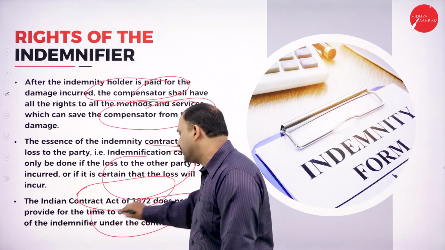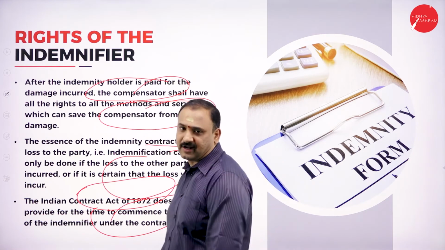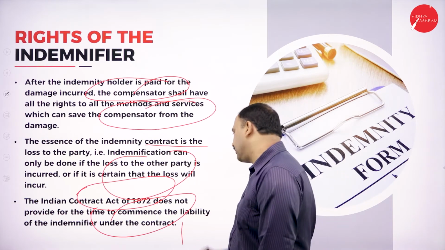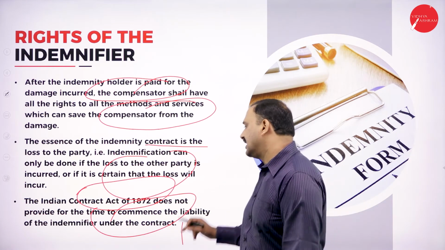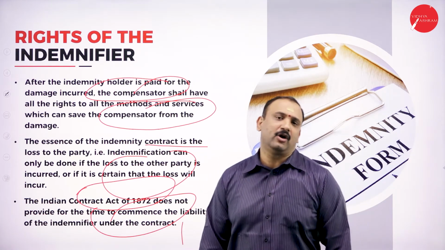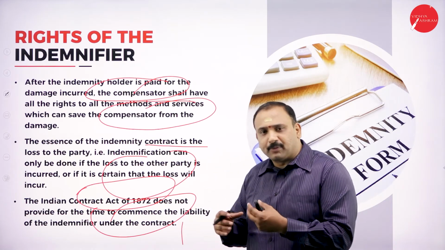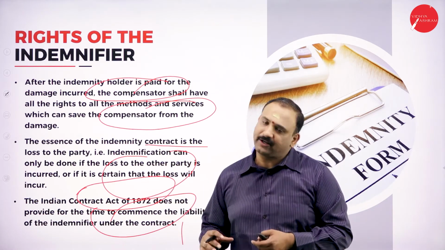Now, the Indian Contract Act of 1872, which is very, very important, does not provide for the time of commencement of liability for the indemnifier under the contract. It tells very clearly that the Indian Contract Act of 1872 does not provide a time for the commencement of liability of the indemnifier under the contract. Why? Because it is not providing the timestamp to commence the liability. It goes with the contract altogether.